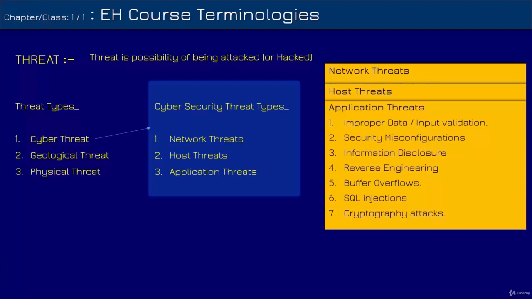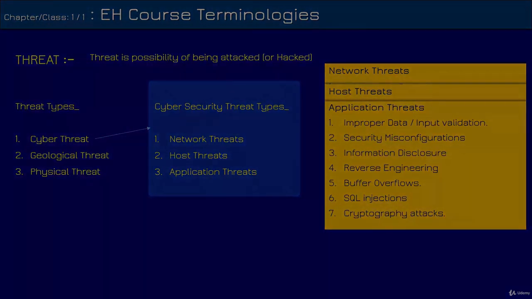Here are the examples of few application threats like improper data or input validation on form fields, security misconfigurations, information disclosure, reverse engineering, buffer overflow, and when it comes to web applications, SQL injections can be a threat to input form fields, and of course cryptographic attacks.